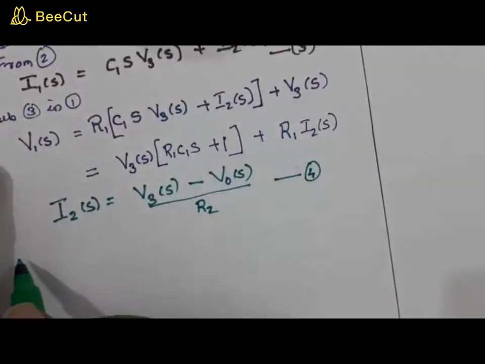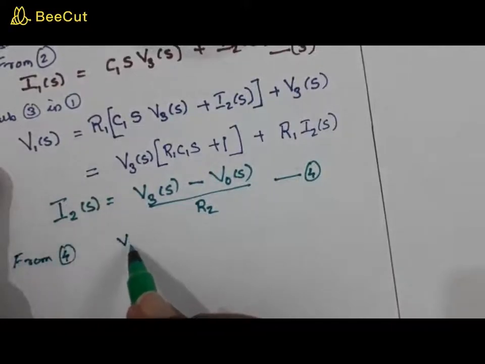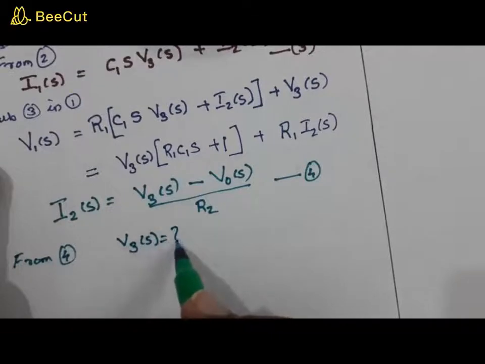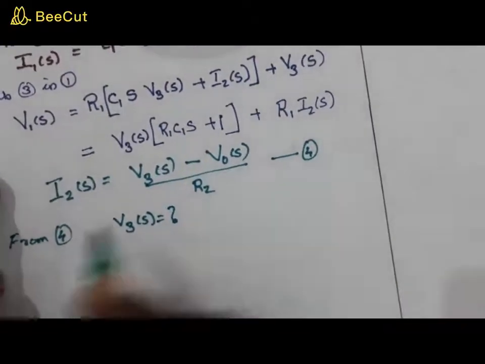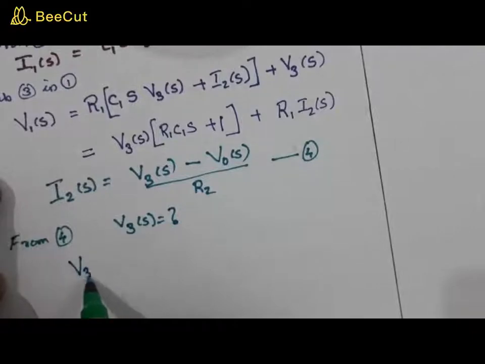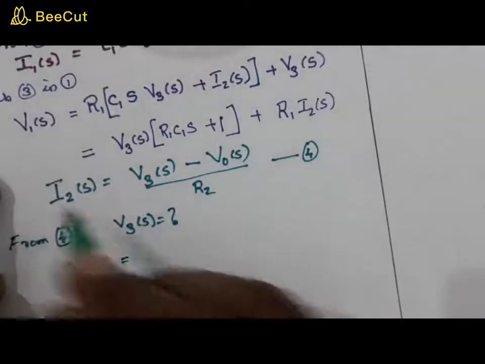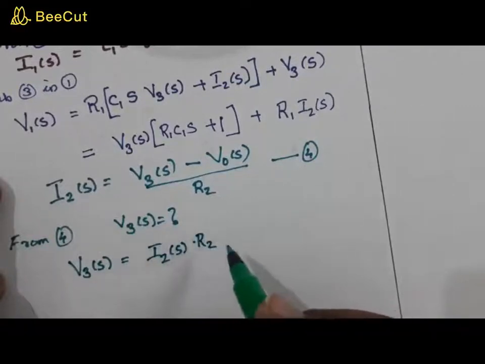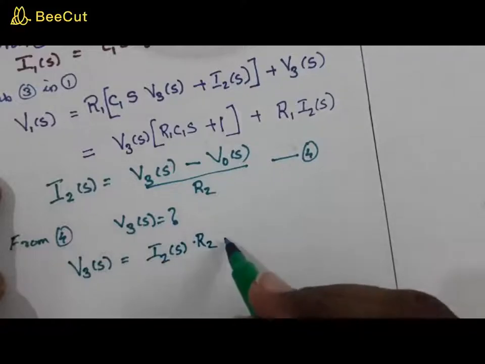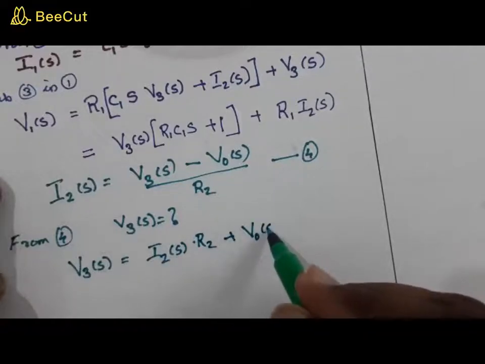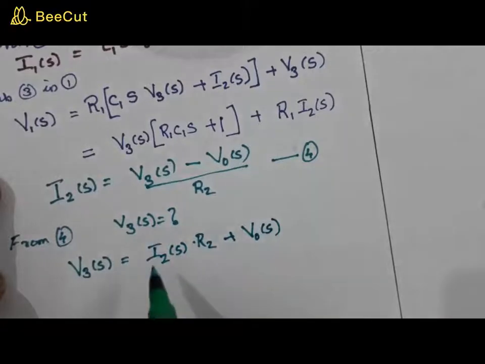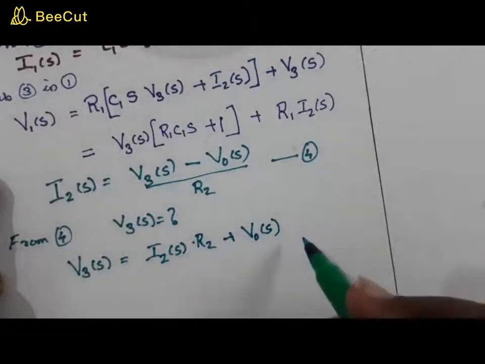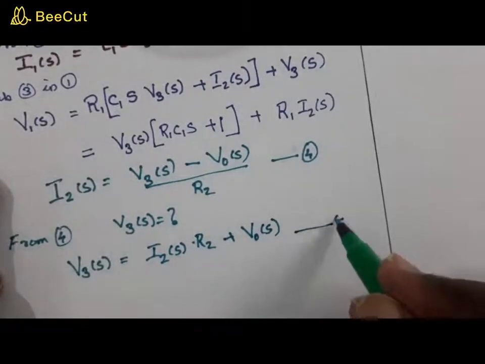Now from 4 you will be able to get V3 of s, right? Now how to calculate that? From this you will be able to get V3 of s to be equal to, bringing this, I2 of s into R2 plus V0 of s. I2 of s into R2 plus V0 of s, that is your V3 of s. So call this equation 5.